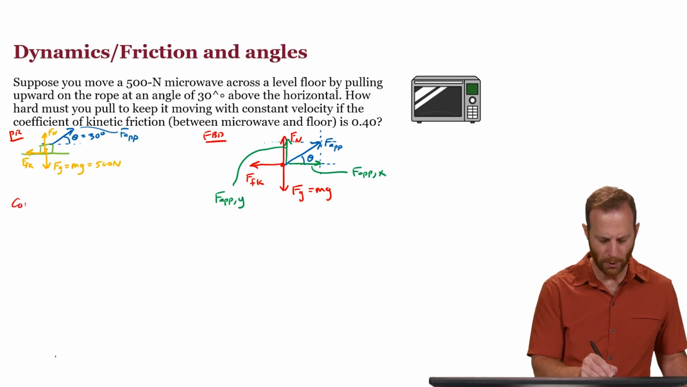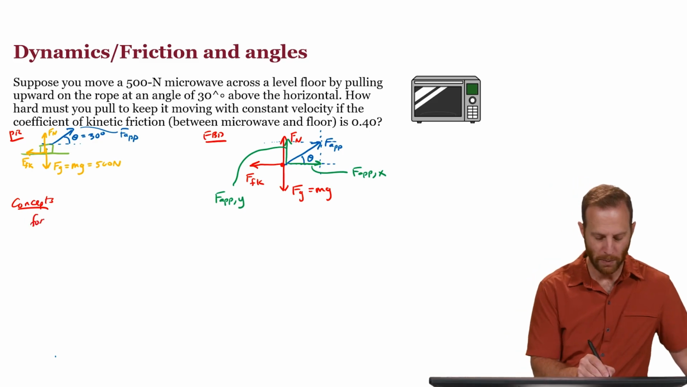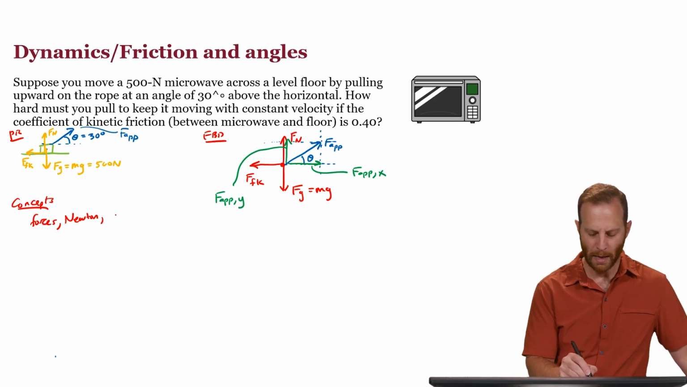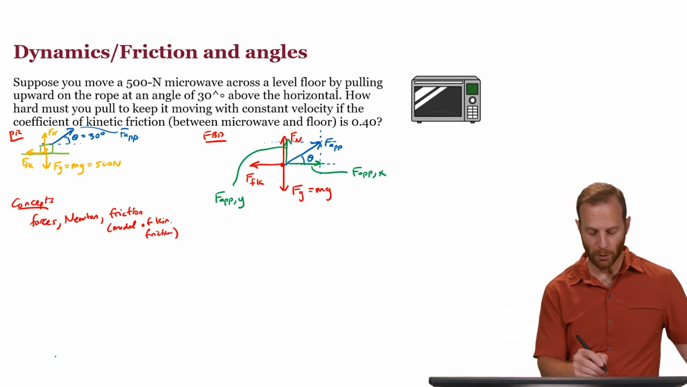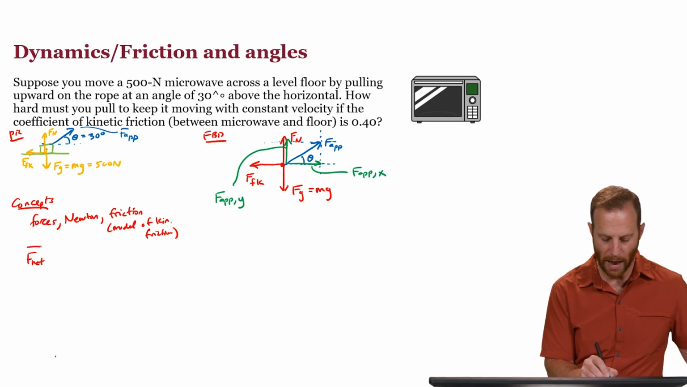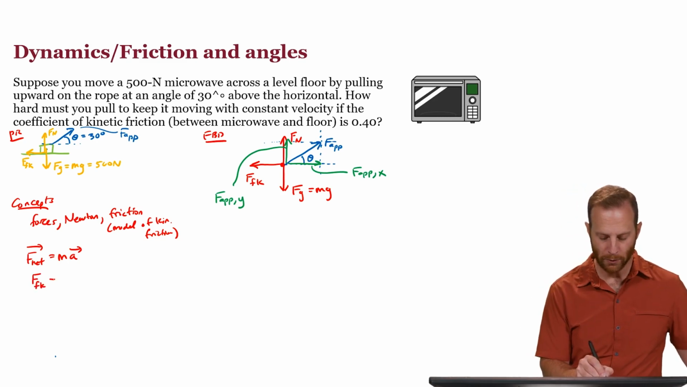What are the possible concepts that we're going to need? We're dealing with forces, which means almost certainly we're going to need to use Newton's second law. And we're going to need to use what we know about friction, specifically the model of kinetic friction or sliding friction. The relevant equations that we might need: Newton's second law, the net force is equal to mass of the object times acceleration. And the kinetic friction, according to the model, has a magnitude given by the coefficient of kinetic friction times the normal force.